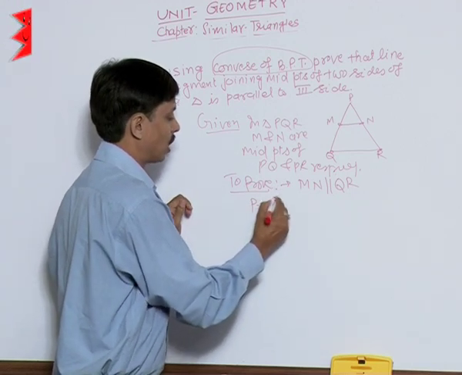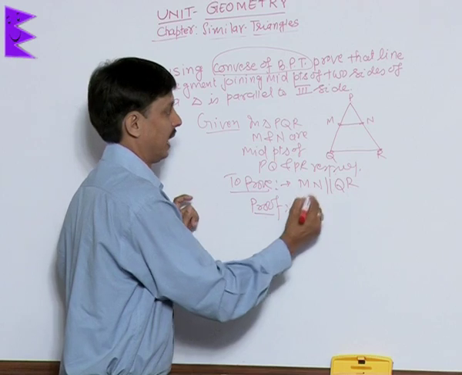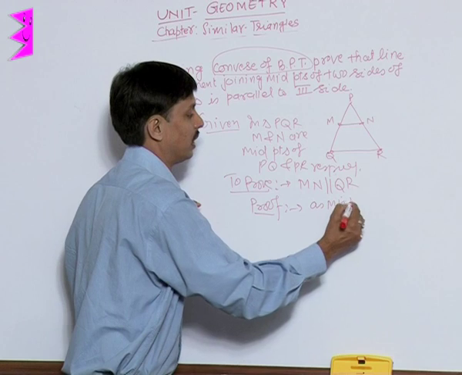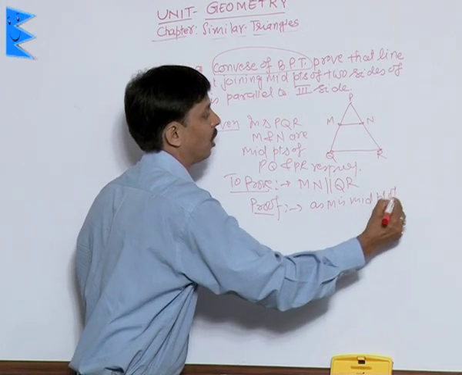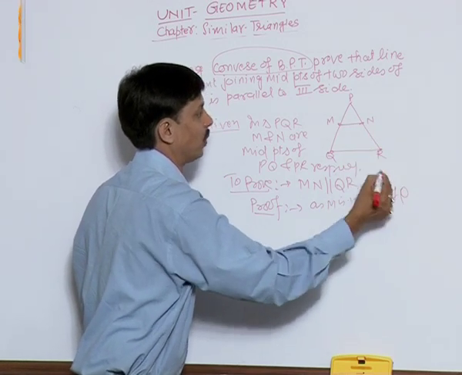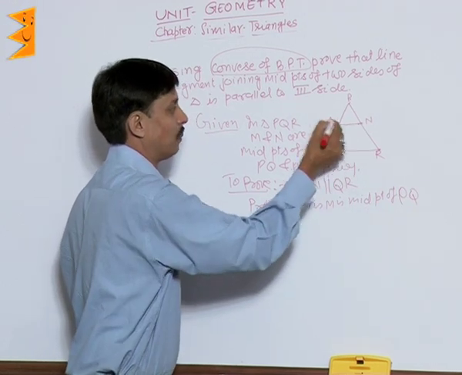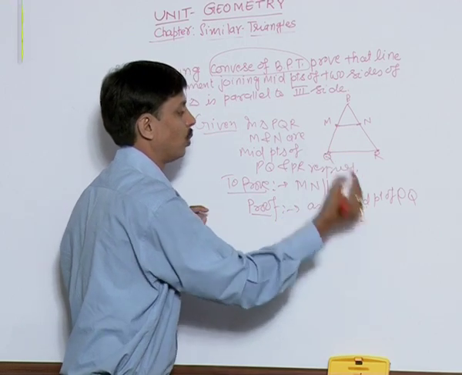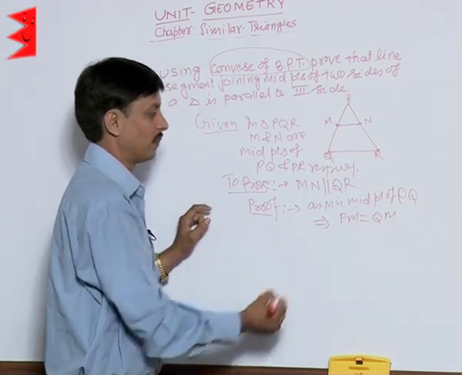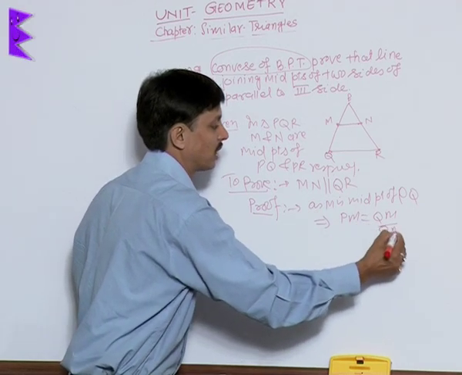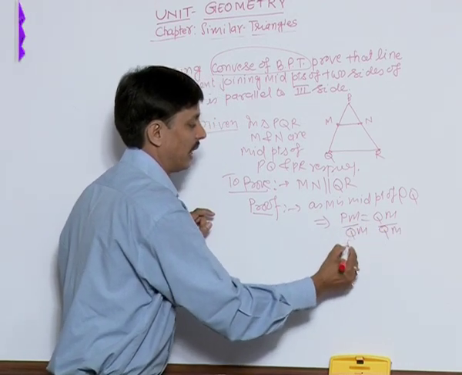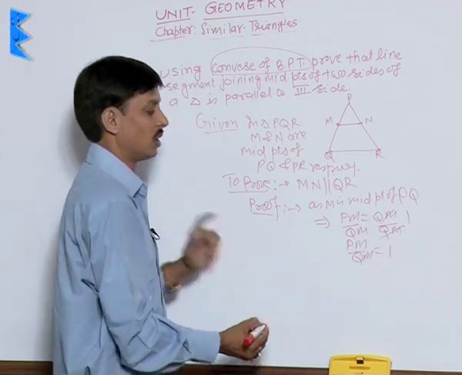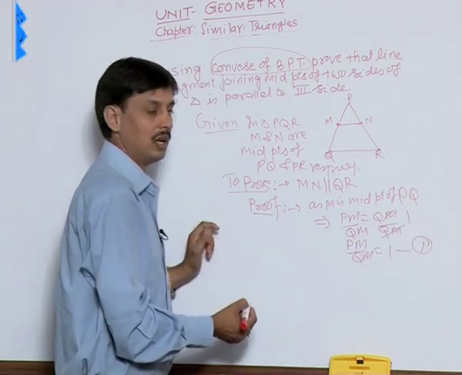Now for the solution, for the proof: M is the midpoint of PQ. As M is the midpoint of the side PQ, this implies PM is equal to QM. If I divide both sides by QM, what will I find? PM upon QM is equal to 1, because QM by QM is 1. This is equation number 1.